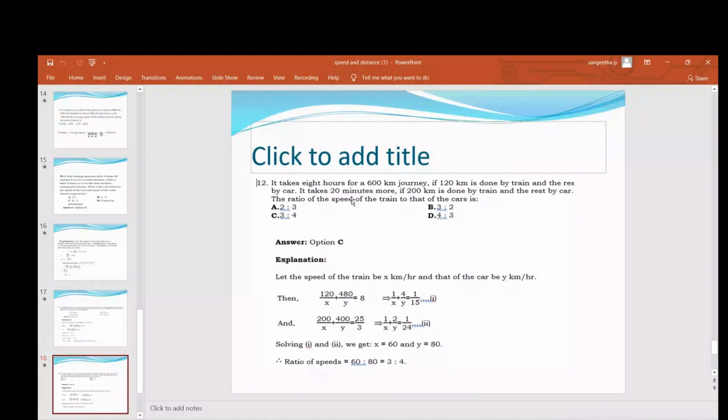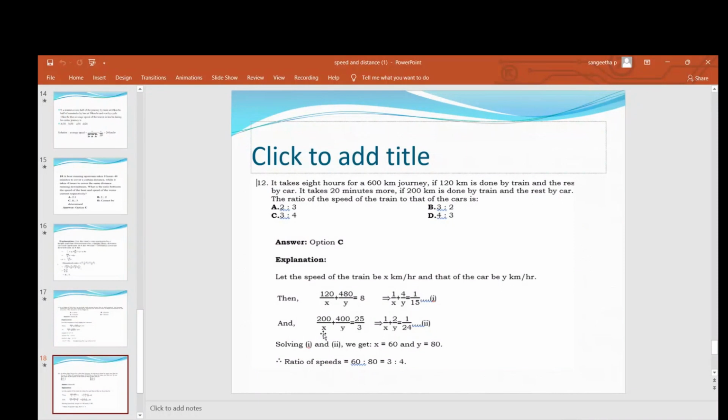Similarly, the second part of the problem: if 200 kilometers is done by train, then the rest by car. So the second equation is 200 by x plus the remaining by y. The remaining is 600 minus 200, I got 400, so 400 by y. Solving these two equations, I got x equal to 60 and y equal to 80.